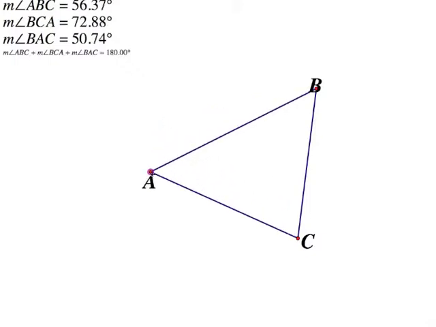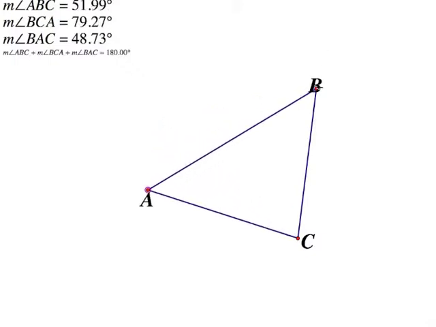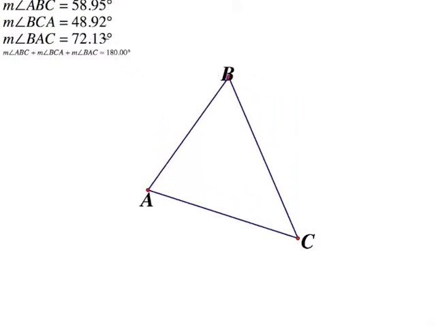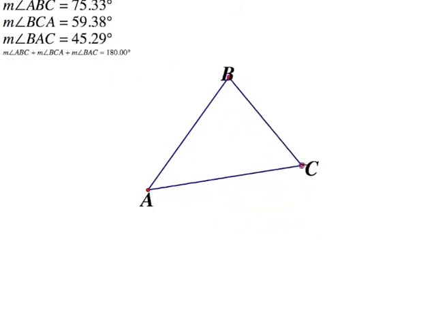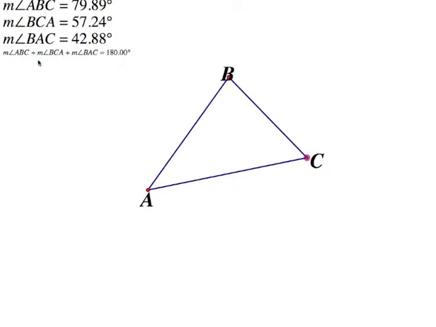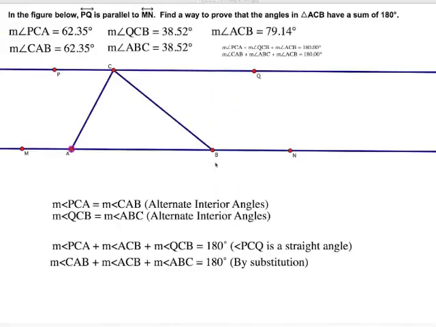Now, as I move these, the angles are changing. They're changing up here. But you'll notice that this 180 degrees is constant. And that's exactly what the Triangle Sum Theorem tells us. Now let's prove the theorem using angle pair relationships.